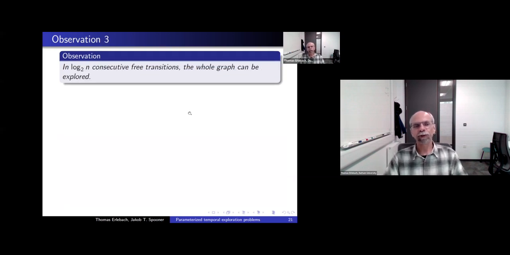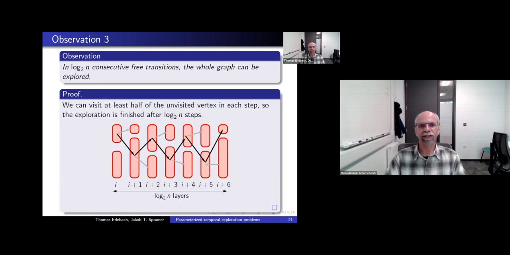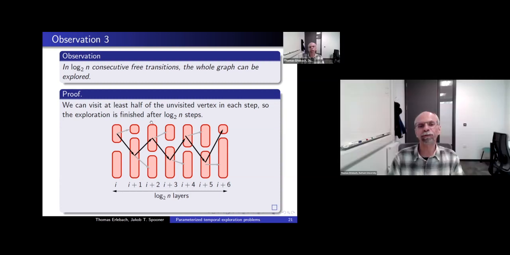Observation 3: if you have log base 2 of n consecutive free transitions, then you can also explore everything. Why is that? Because if we have free transitions, we can always choose freely which of the 2 components in the next layer we want to be in. And this means we can always choose the component that has at least half of the unvisited vertices in it. That means in every step, we visit at least half of the remaining unvisited vertices. The number of unvisited vertices reduces by a factor of at least 2 in every step. That means after log n steps, we've visited everything.